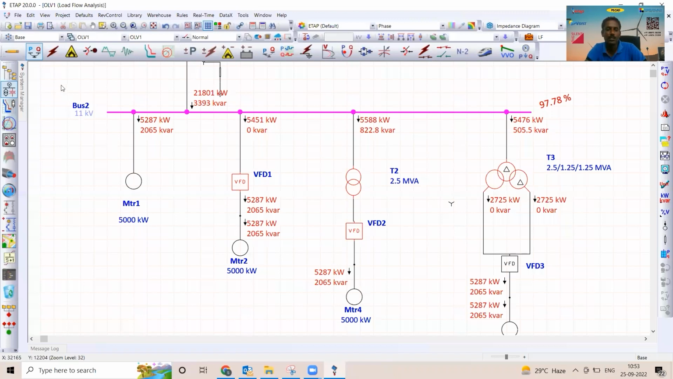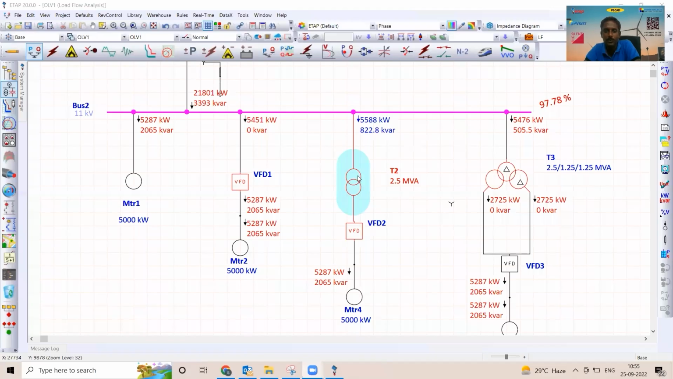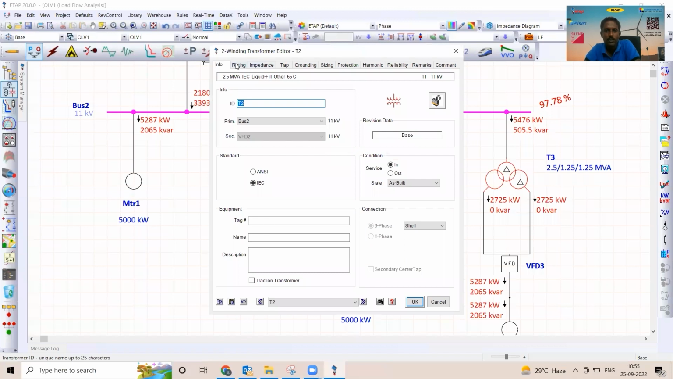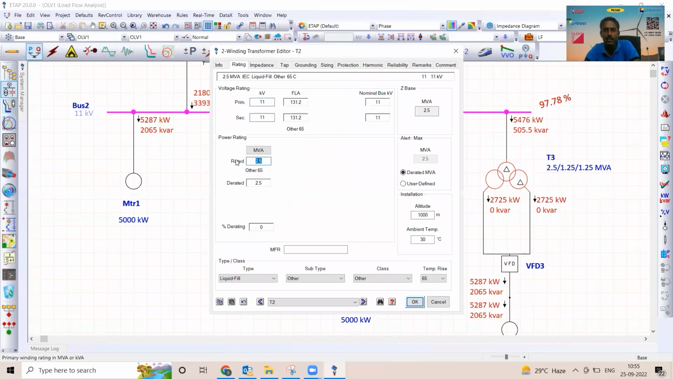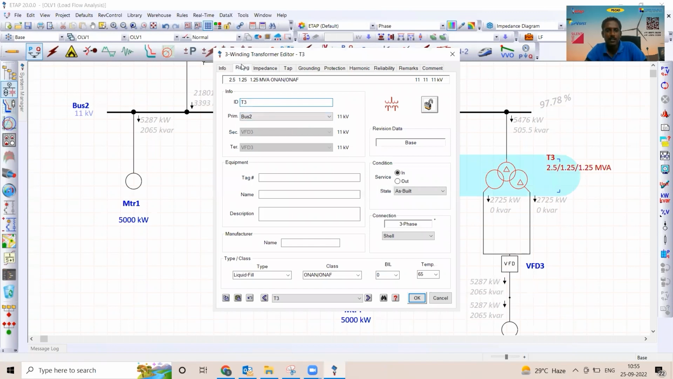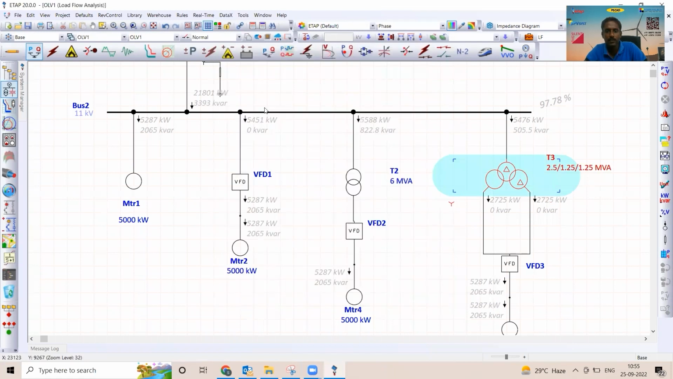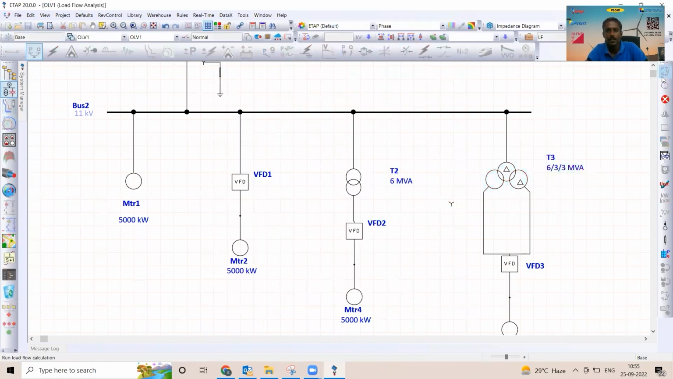Now the objective of going for a variable frequency drive is shattered. Shall we have the transformer rating less than the motor rating variable frequency drive? Essentially no. So the transformer rating selected should be at least above the power. That's the reason why the transformer is overloaded. All right, we will correct that. 6 MVA, 3 MVA, 3 MVA. All right, let's run load flow.